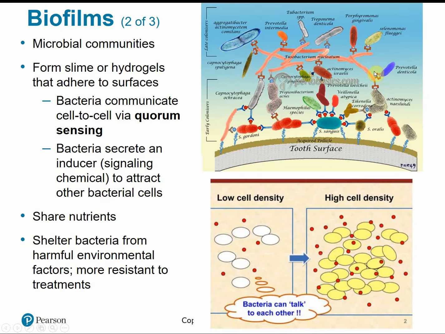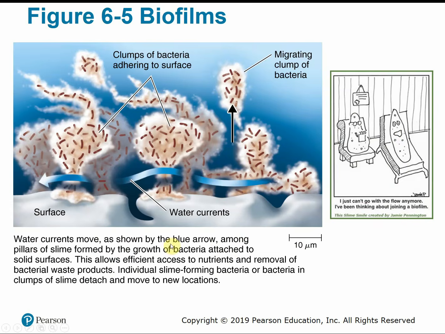When biofilms get large enough, they can form a primitive circulatory system. They form channels in different clumps of the biofilm, so as fluid or the water current flows through, it can deliver nutrients and remove the bacterial waste products. Again, essentially like a very early primitive circulatory system. They can also send off new migratory clumps to start new biofilms elsewhere.